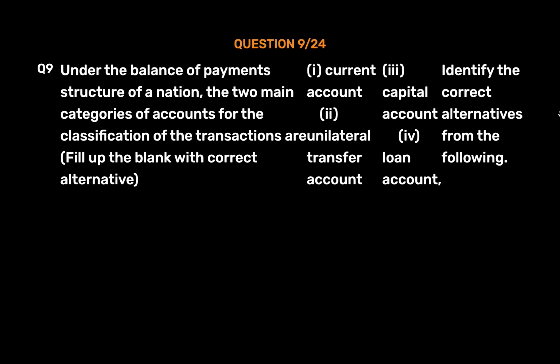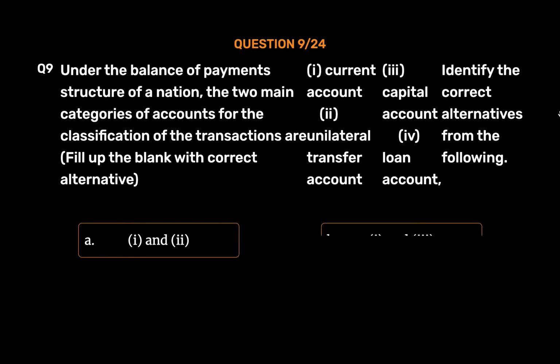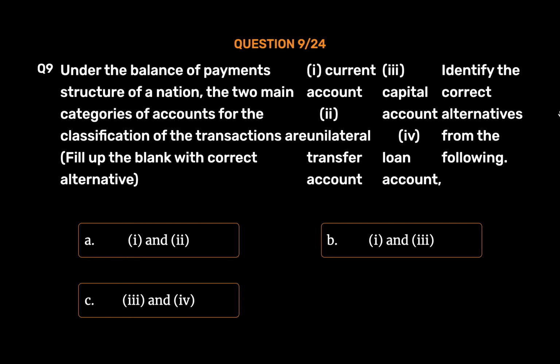Question number 9. Under the balance of payments structure of a nation, the two main categories of accounts for the classification of the transactions are, fill up the blank with correct alternative. 1. Current account. 2. Unilateral transfer account. 3. Capital account. 4. Loan account. Identify the correct alternatives from the following. Option A. 1 and 2. Option B. 1 and 3. Option C. 3 and 4. Option D. 4 and 1.